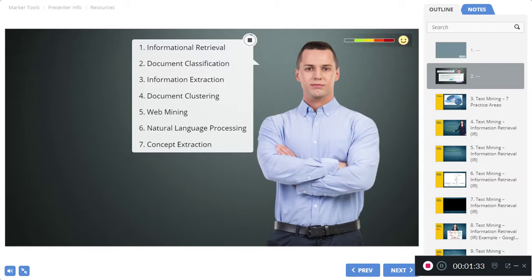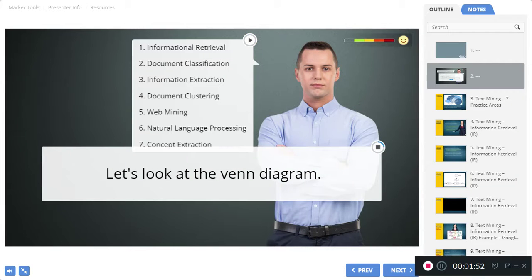1. Information retrieval. 2. Document classification. 3. Information extraction. 4. Document clustering. 5. Web mining. 6. Natural language processing. 7. Concept extraction. Let's take a look at a Venn diagram in the next slide.